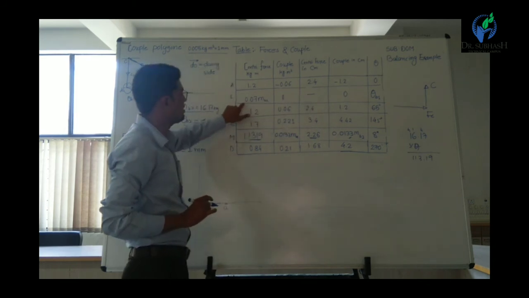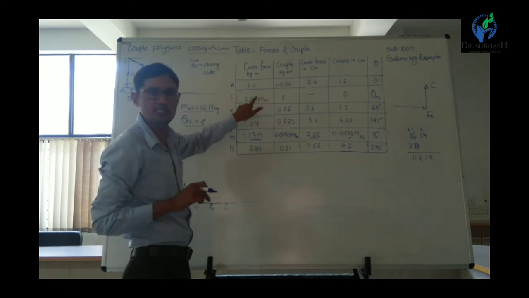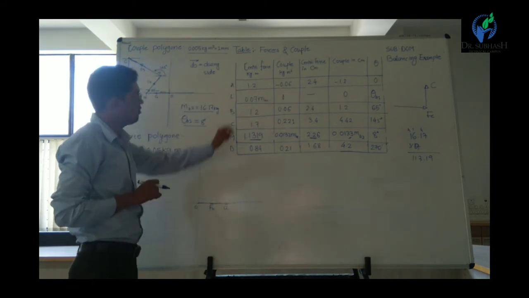The second value is 0.07 MB2. Now here MB2 is unknown, so this value is unknown. So now we cannot represent this value as a vector. Okay, so we leave it.